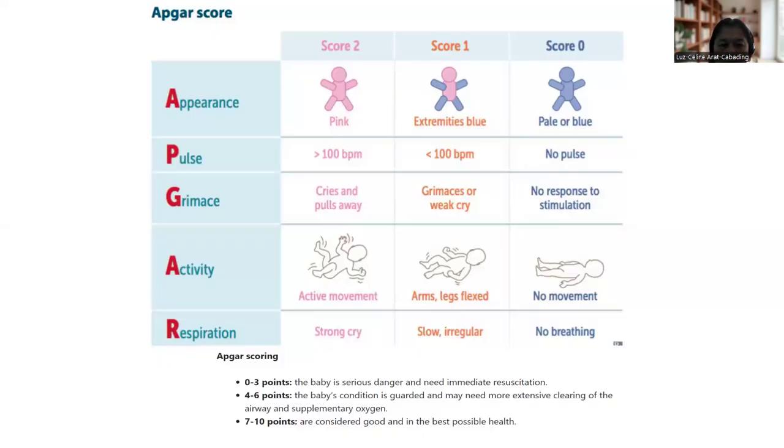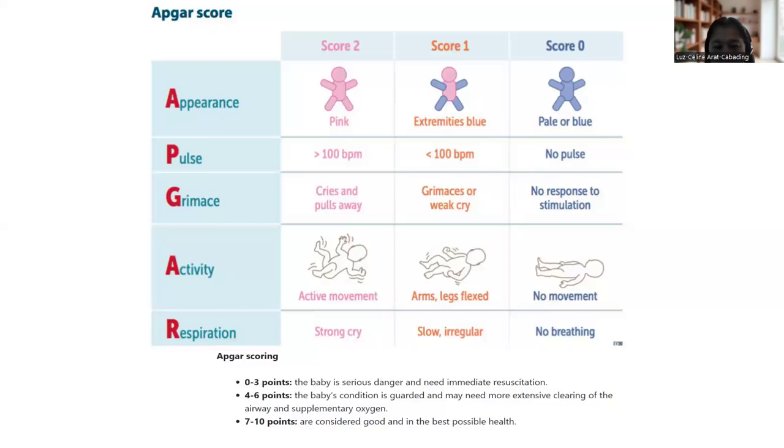So just like pulse, if the count is more than 100 beats, that's a 2 point. Less than 100 is 1, and no pulse at all is 0. G will be for grimace. No response is bad, so that's a 0. A good cry and even tries to pull away is very good, so that's a 2, while a weak cry is 1. As for activity, no movement is 0, active movement is 2, some slight movement, that is a 1.